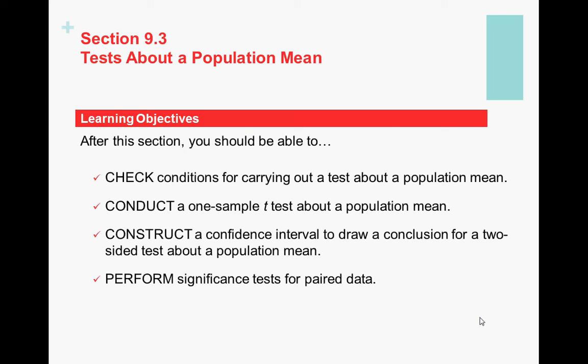We're going to conduct a one-sample t-test about a population mean, and construct a confidence interval to draw a conclusion for a two-sided test about a population mean. So just like it was with the proportions, there's a close relationship between a confidence interval and the values that a significance test would cause us to fail to reject, but more on that later. And also perform significance tests for paired data, because comparisons is often what we'll want to look at.